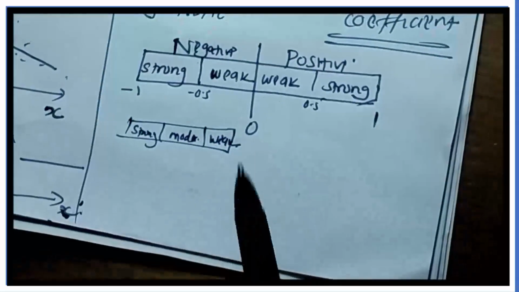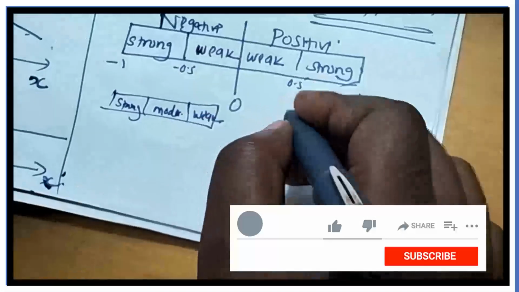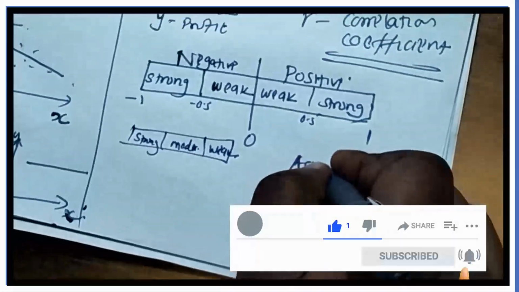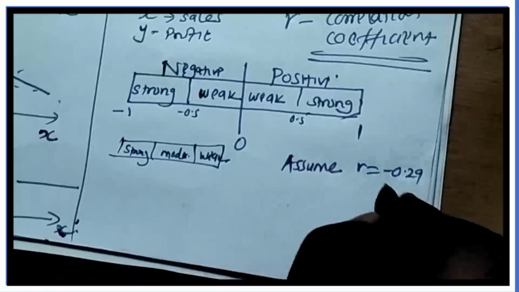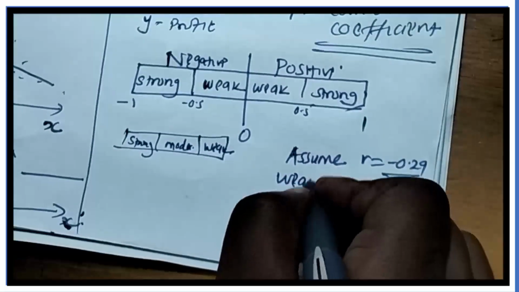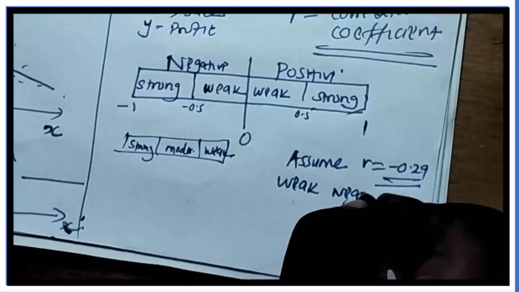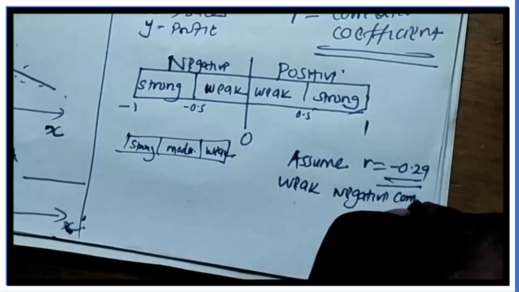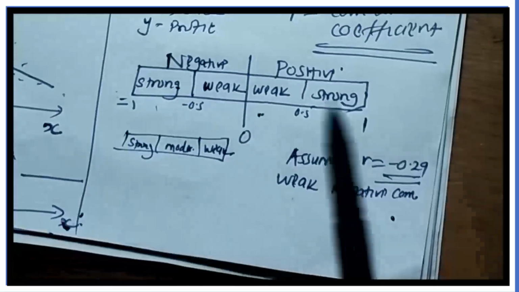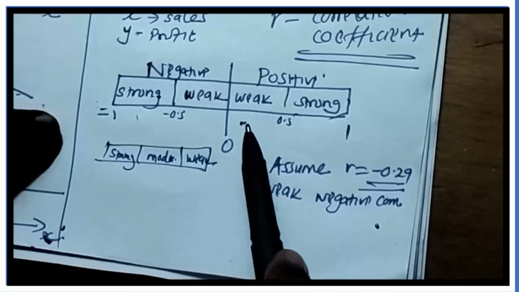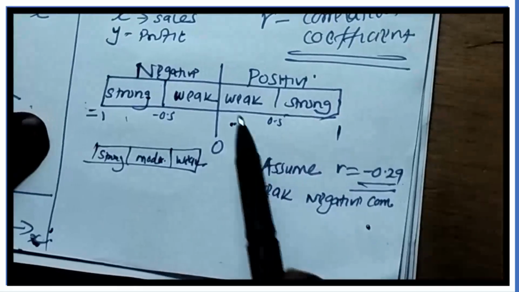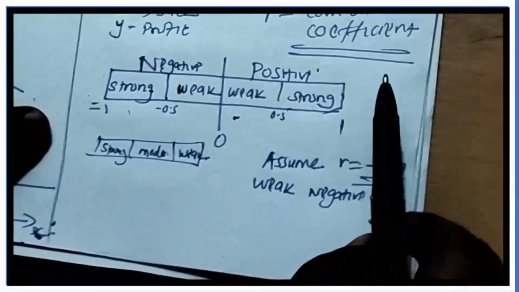So in this case, what will happen? For the value you get of R, assume R is -0.29. You find that this is a weak negative correlation. Based on this small illustration, if you get the value 0.29 positive, you say we have a weak positive correlation.